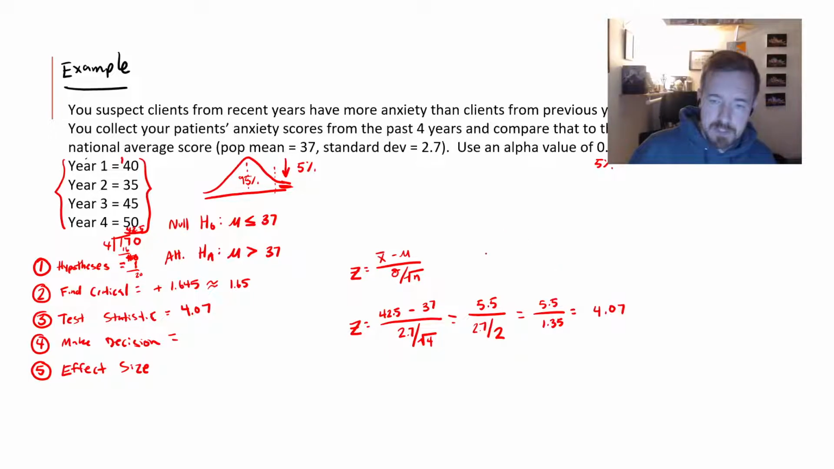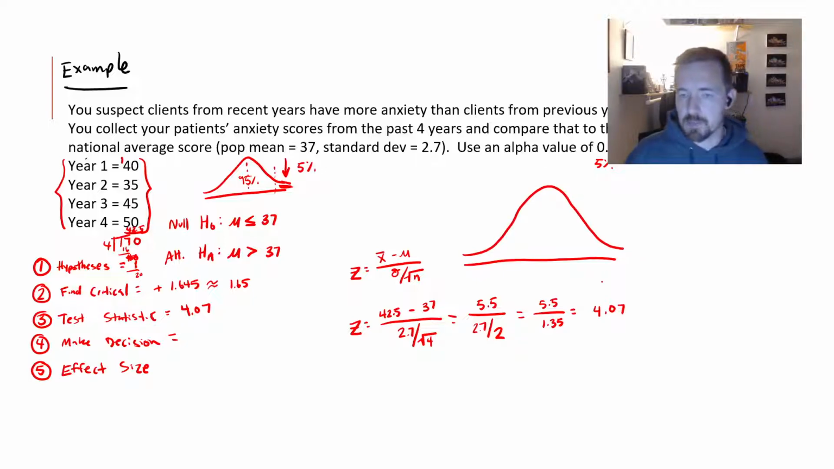So one way to interpret this, I'm going to draw out my curve here. Imagine that this is the population's anxiety, and so we got 37 here, and we know that the critical value here is going to be 1.65. So we could think of this as a z-score of 1, and this is a z-score of 2 over here, right? So a z-score of -1, a z-score of -2.